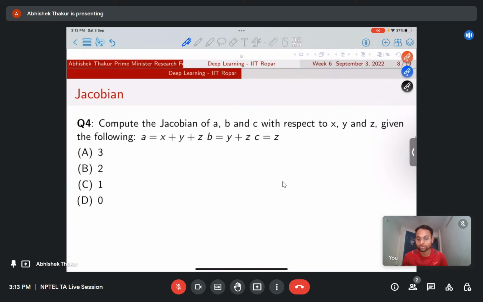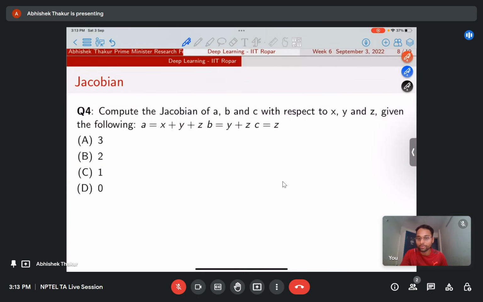Now we will move on to the fourth question. That is based on the Jacobian. The Jacobian was used in the autoencoder, so we will see this. In this question, it is asked to compute the Jacobian of ABC with respect to XYZ, given the following: A is equal to X plus Y plus Z, B is equal to Y plus Z, and C is equal to Z. But first of all, where was the Jacobian used?